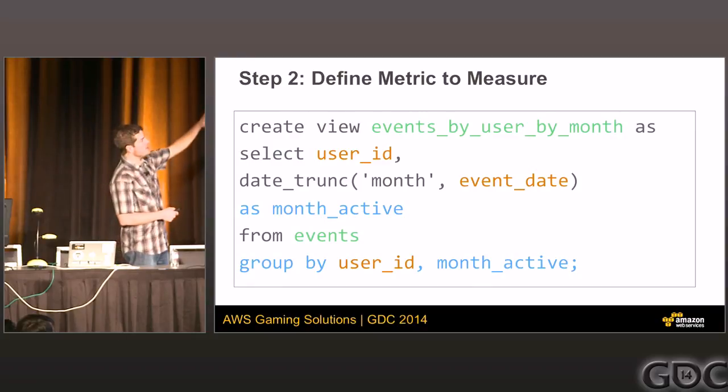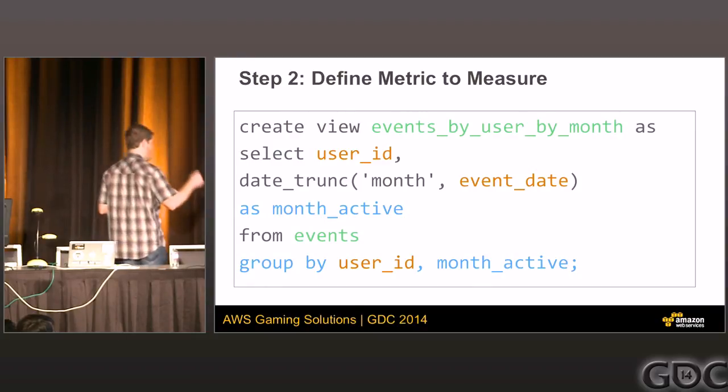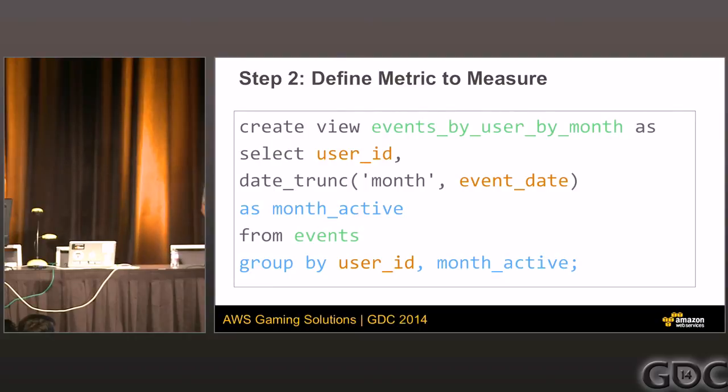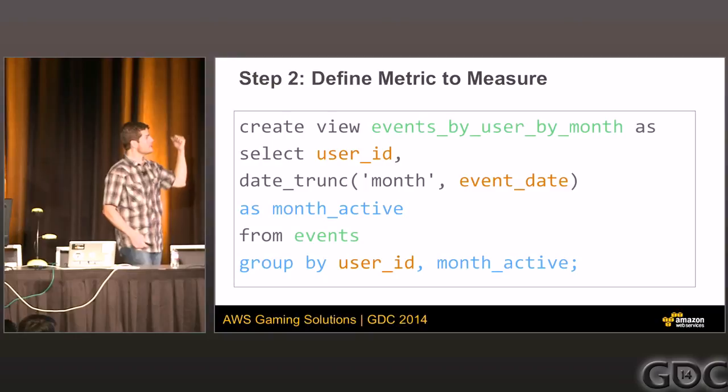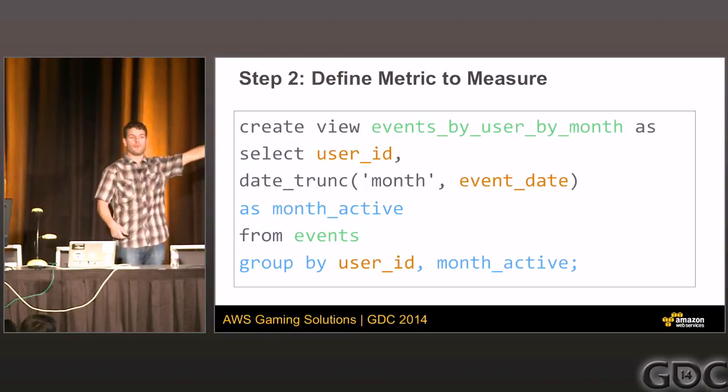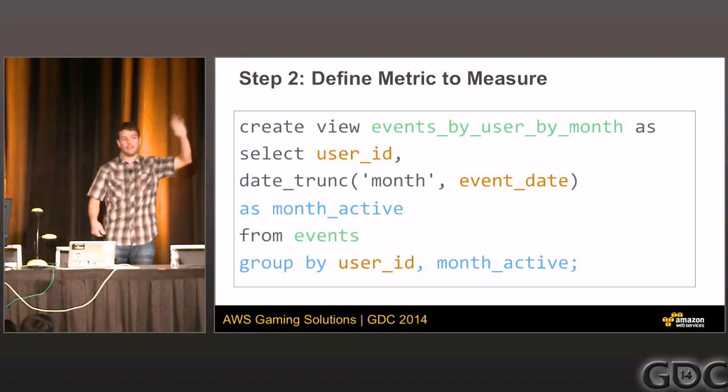And so after you've defined your cohort, step 2, and there's only 3 steps, step 2 is to actually define the metric you want to measure. So this is the same thing I showed you previously. This is the events by user by month. This is just the same thing we already saw in the first SQL slide. I just wanted to rehash it.